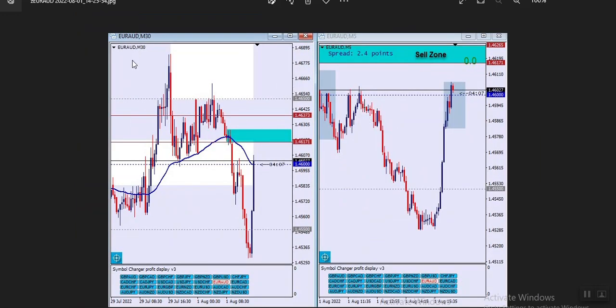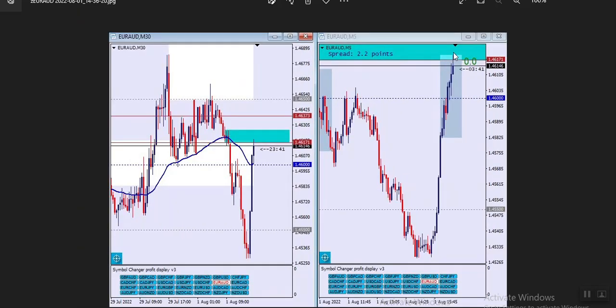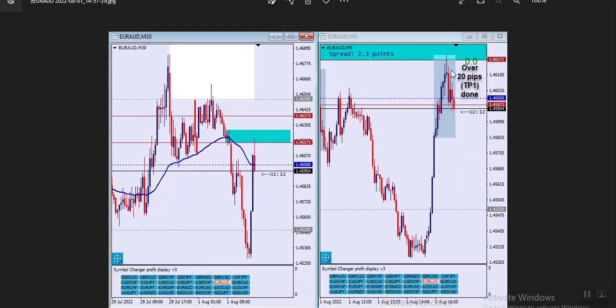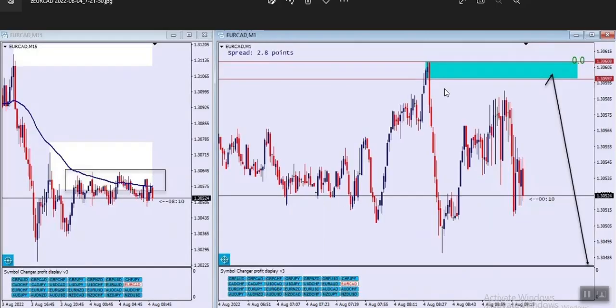This was another setup, Euro AUD 30 minutes setup on 5 minutes time frame. This was my entry point, and price hits the entry point and gave us instant 20 pips. Right, so that's my first take profit.